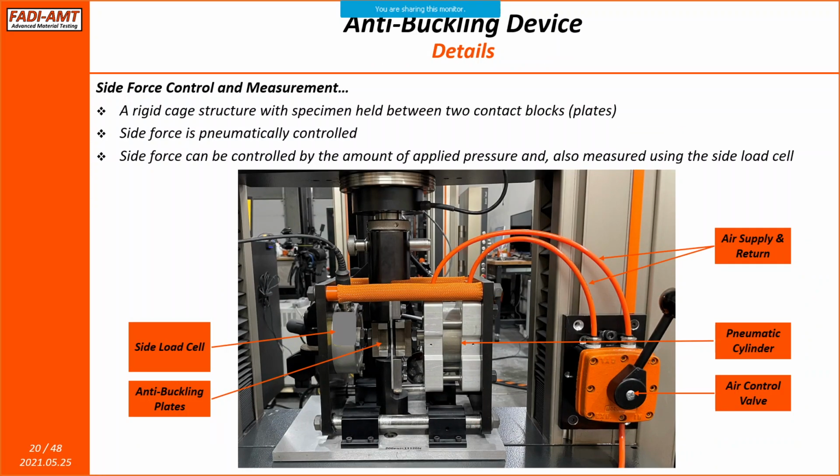So the first important thing here is side force control and measurement. The setup is basically a rigid cage structure with the specimen held between two contact blocks and plates. And the side plates or the blocks are attached to a pneumatic cylinder, and the amount of pressure that is applied to the pneumatic cylinder controls the side force, and that force is also measured with the load cell that's connected along the force direction.